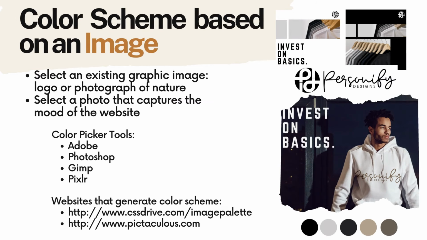Color scheme based on an image. One of the easiest ways to select a color scheme for your website is to start with an existing graphic image, such as a logo or a photograph of nature. If the organization already has a logo, select colors from the logo for use as the basis of your color scheme. Here, you can see a logo that I have created for an apparel business that I am working on right now. I have chosen the color scheme based on the logo to set the mood of the brand on social media.